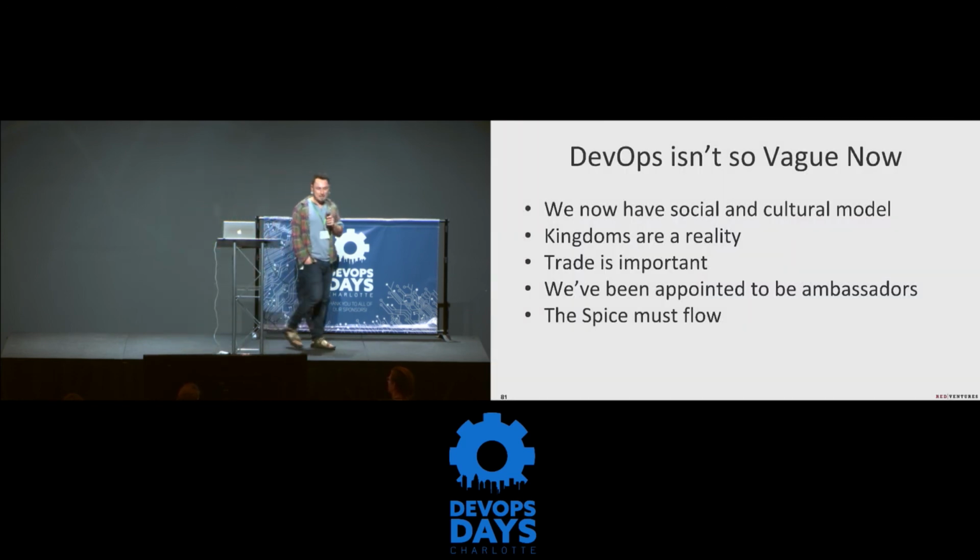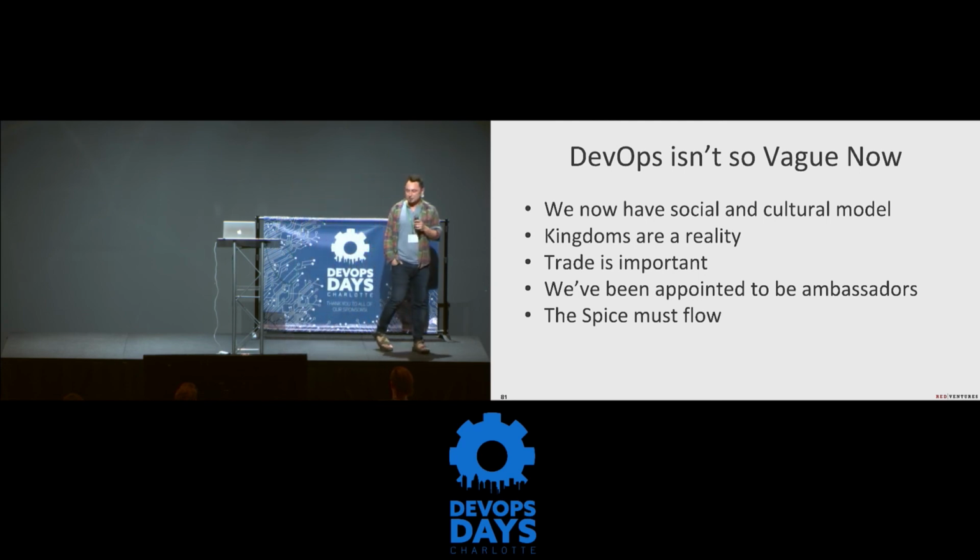So hopefully DevOps isn't so vague now, since we understand that it's about people, and people have interests, and there are kingdoms, and we need to know how to interact with those kingdoms, build our trade routes, and the spice must flow. I think that's the most important thing.